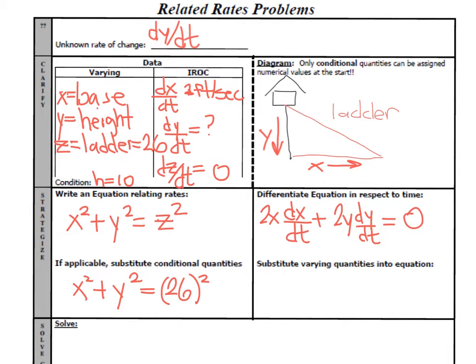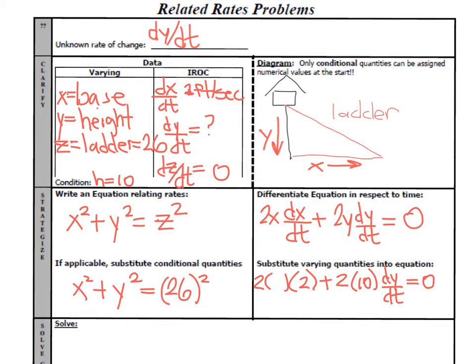Now before I solve for dy/dt, I'm going to substitute any values that I know. Well, I do know the rate of change. So I've got 2 times something, and the rate of change of x with respect to t is 2. And I also notice that when the height is 10, the change in y with respect to t equals 0.